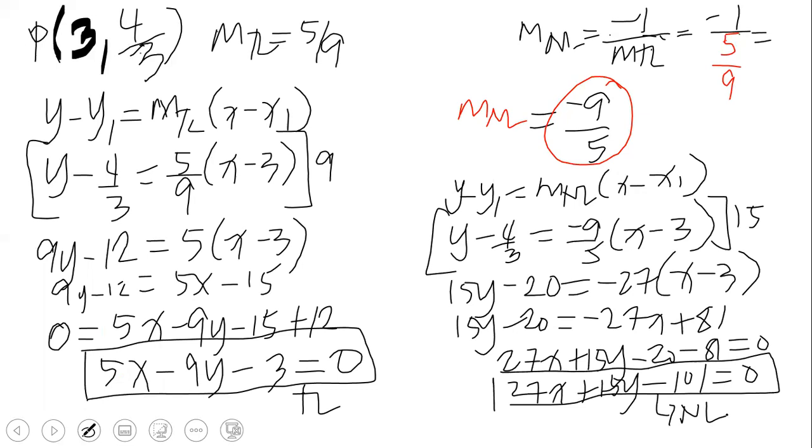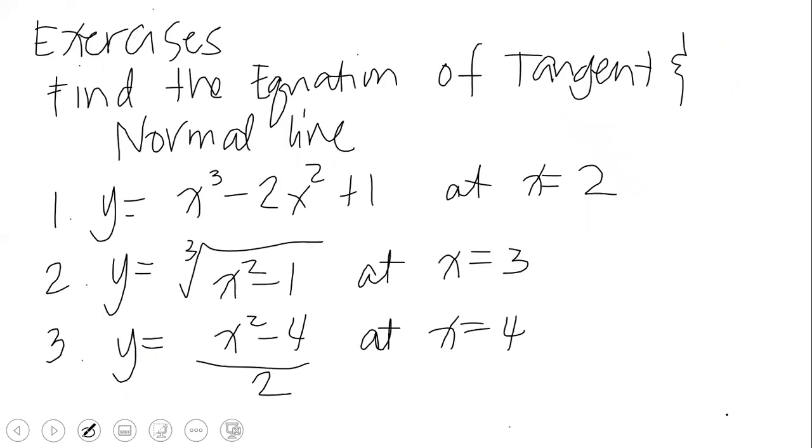Okay, so this time, I'm going to give you a seat work. So, I prepared 3 items. All you have to do is find the equation of tangent and normal line. Let me read you the following items. Number 1, y equal to x cubed minus 2x squared plus 1 at x equal to 2. Number 2, you also have y equal to cube root of x squared minus 1 at x equal to 3. And last item is y equal to x squared minus 4 over 2 at x equal to 4.